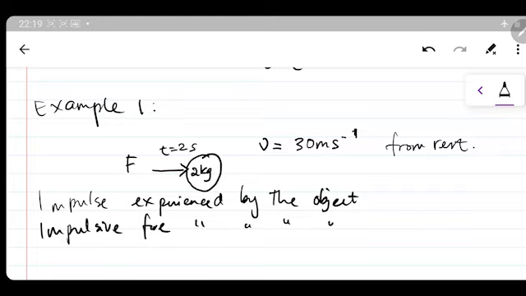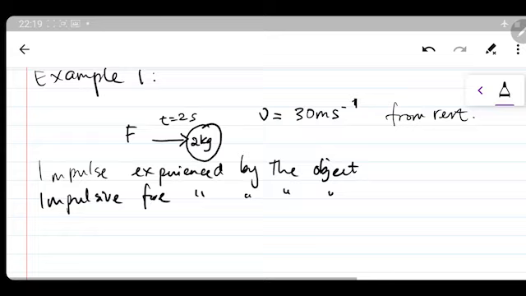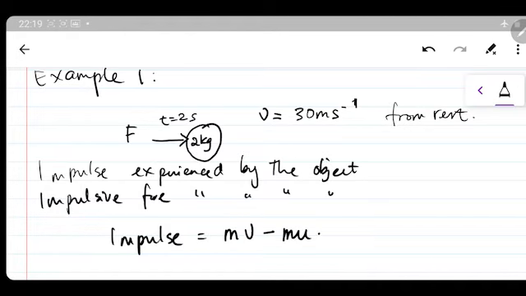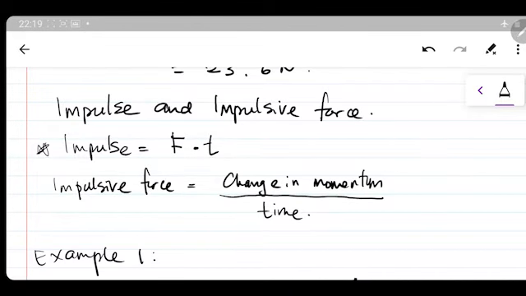For impulse, it equals mv minus mu. So how do we get this formula? Look carefully at these two. The change in momentum is mv minus mu. This one we learned from the topic of momentum.